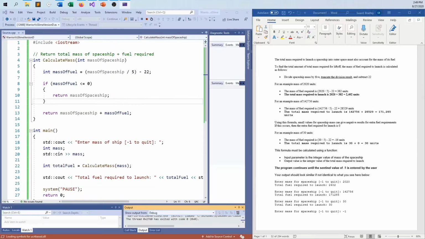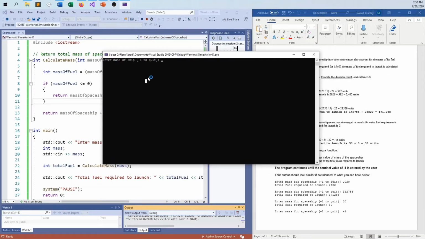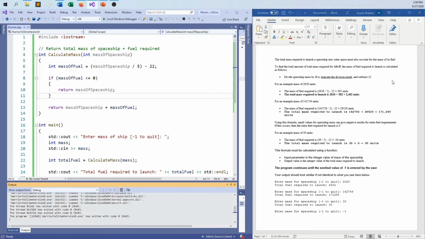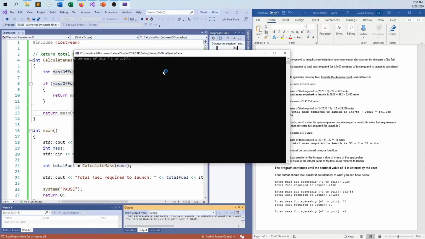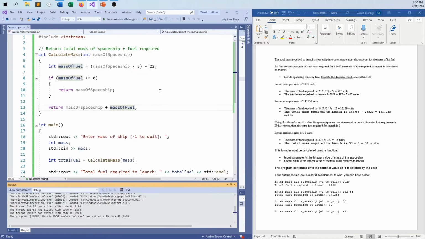And then we'll just say 142756 brings me 171285. So it didn't affect those two test cases. But now the third test case, 30 in, 30 out, and that's much better now because 30 divided by 5 is 6. 6 minus 22 is minus 16. And so, of course, I want to make sure I cap that and clamp that back to 0 when I have to. Okay, so that takes care of the function.